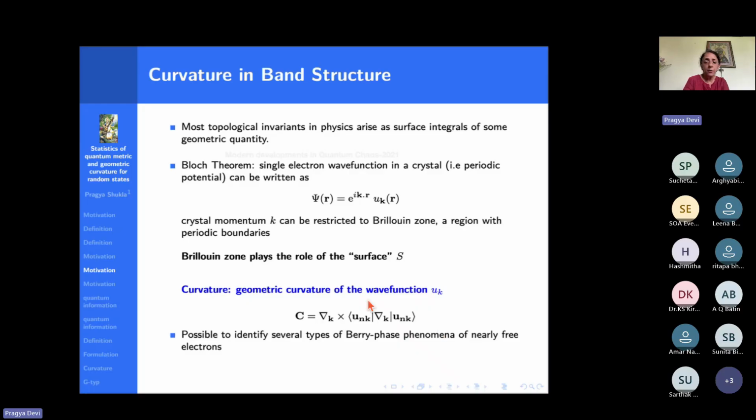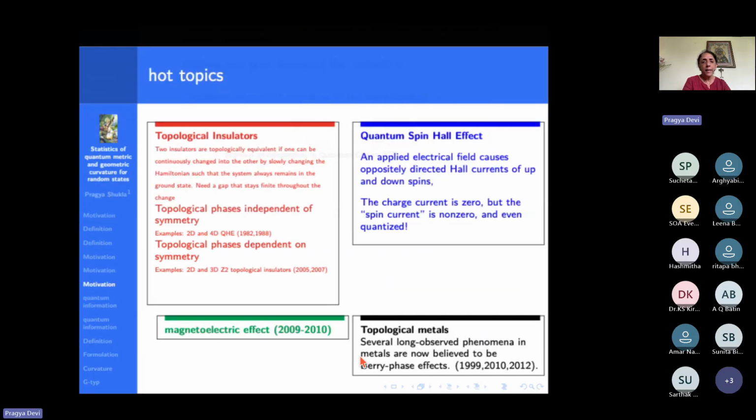So this is all related to how you can calculate the curvature related to the Brillouin zone by using this quantity, and this is one application of the curvature. There are many applications, but I'm not going to talk about applications. I'll just indicate, for example, topological insulators, quantum spin Hall effect, topological metals, magnetoelectric effect. There are so many every day.